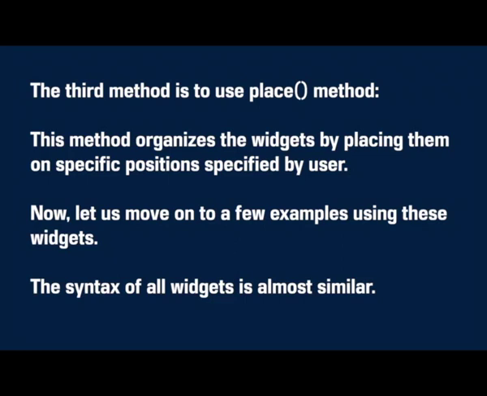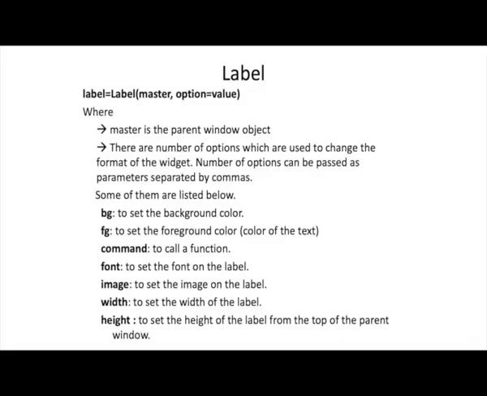The syntax of all these widgets is almost similar. So, we can see the syntax of the label widget on the console. So, what you see here is the syntax for the label widget. The label widget can be created by using the Label method, which takes two parameters. The first one is master, which represents the parent window object, and following that we have a number of options which are used to change the format of the widget as the second parameter. The number of options can be passed as parameters separated by commas.